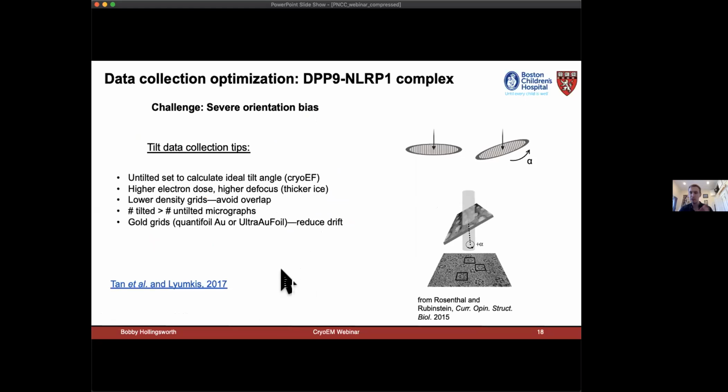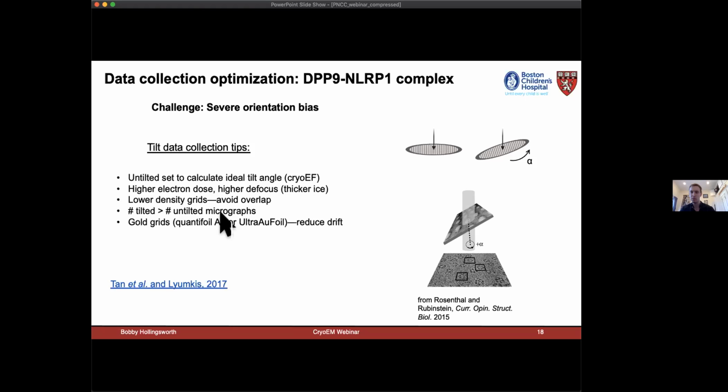Some tips for tilted data collection in general: using an untilted data set can be particularly helpful in calculating the tilt angle using a program like cryo-EF, because it's almost impossible a priori to just guess a tilt angle that's going to work well and determine whether or not the sample has an orientation bias in the first place, unless it's so readily apparent from screening. Additionally, we use a higher electron dose and higher defocus, and I have those compiled at the very end of the presentation if anyone's interested in our particular collection schemes.